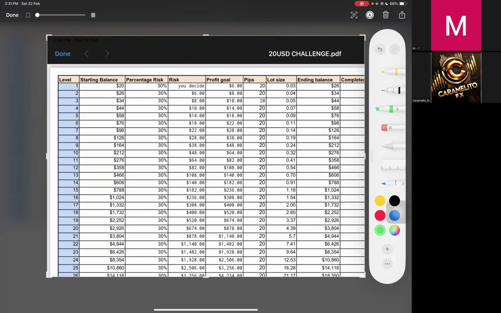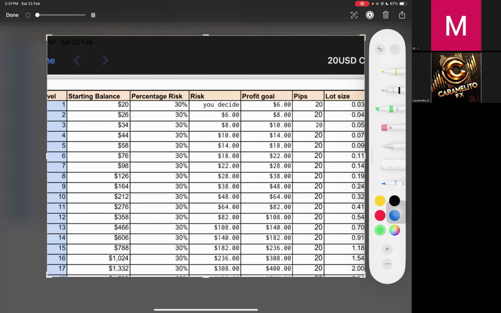Okay. So for the money management, certain people already understand how to trade, how to entry, how to exit, how to find a good quality setup, but they don't know how to start. They don't know how much they want to risk. They don't know the target profit, the pips and lot size, everything. So this is an example for you to see.